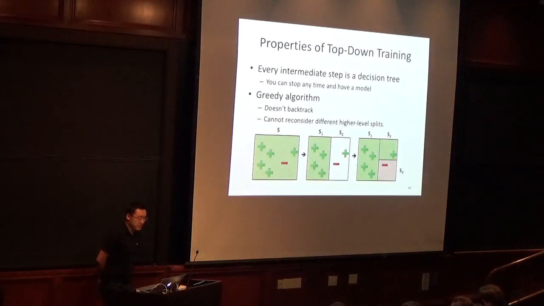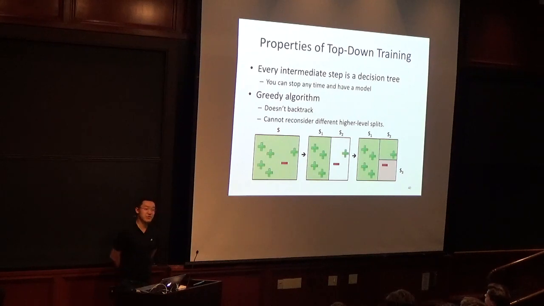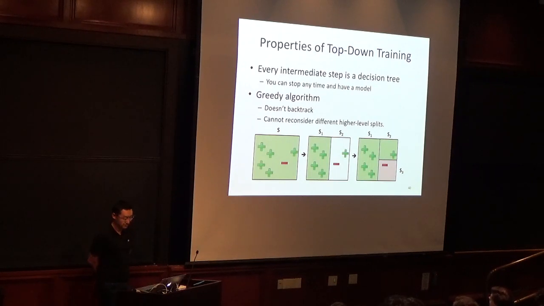Okay, some properties of top-down training. Every intermediate step of this process is a valid decision tree, which means you can stop any time and you have a model. Top-down training is called a greedy algorithm in the sense that it doesn't backtrack. Once you've committed to a top-level split, you don't look back. You just keep going.